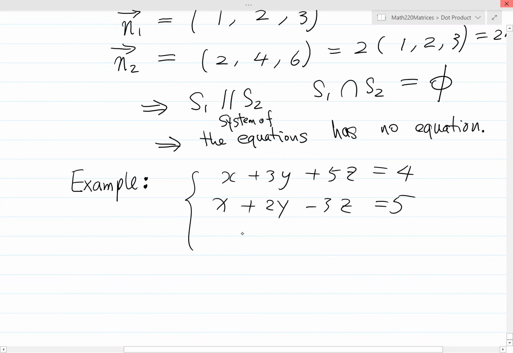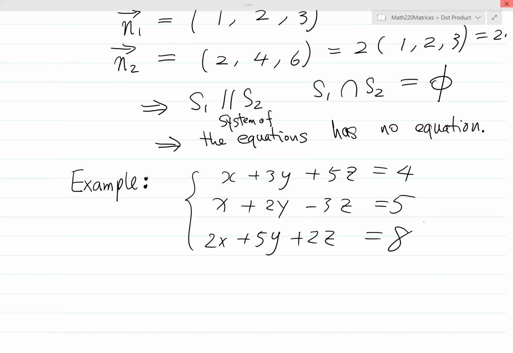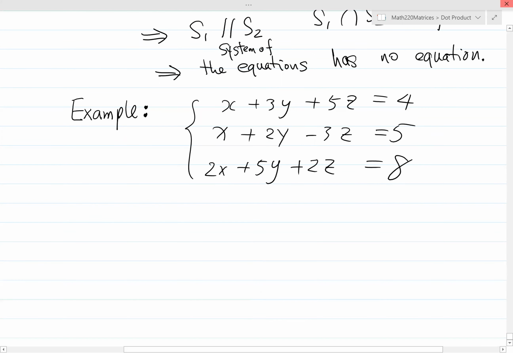Okay, let's see this equation. How do we determine whether this equation has a solution or not?